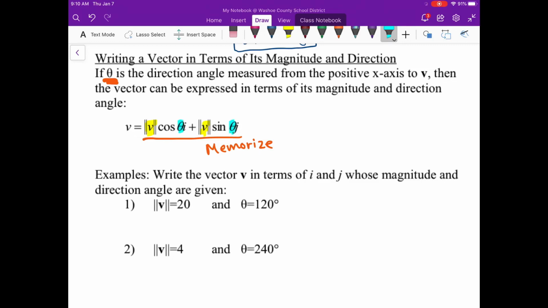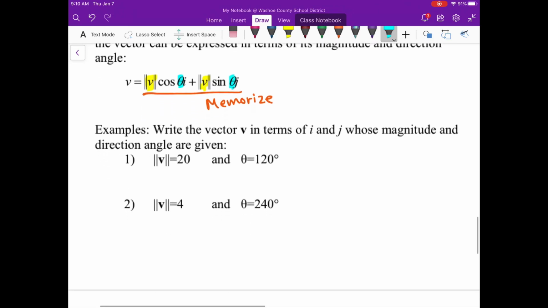We are going to give you these pieces. We're going to give you the magnitude of the vector, and we are also going to give you an angle. That's the information that's going to be given to you. Then you're just going to put it in the formula and use the unit circle for those values that you're missing. So let's just jump right into the example.